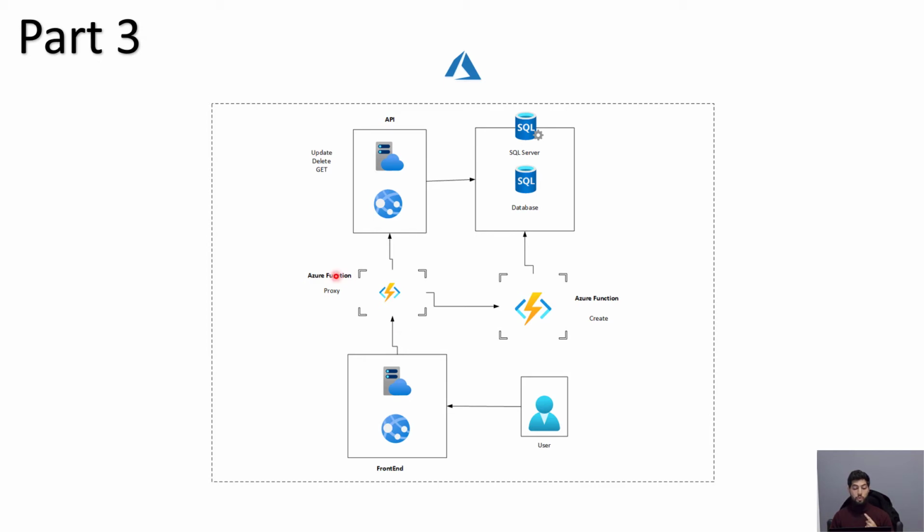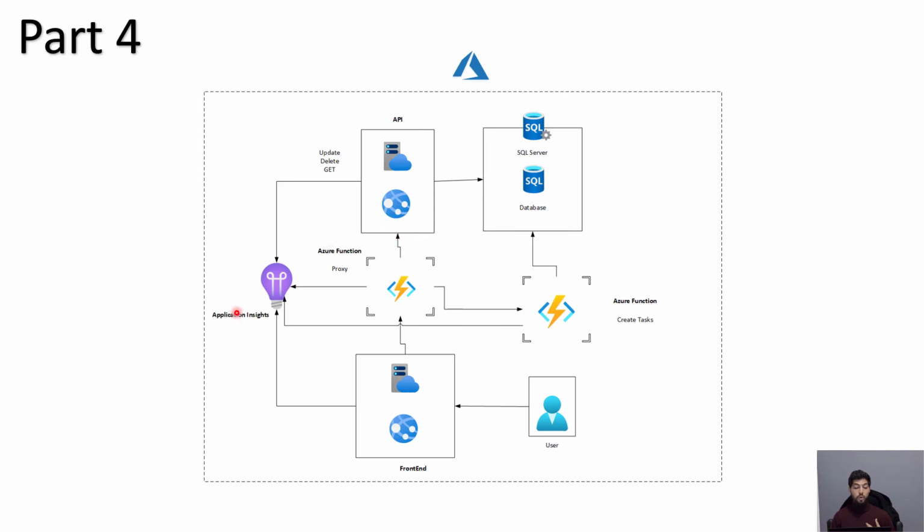One of them is going to play the role of a proxy. This proxy will listen to the calls from the front end. If you have a create action, that create action will go through the Azure Functions. So the front end will go to the Azure Functions, which will create the task and go through the database. And if the call is update or delete or get, it will go through the API as you can see.